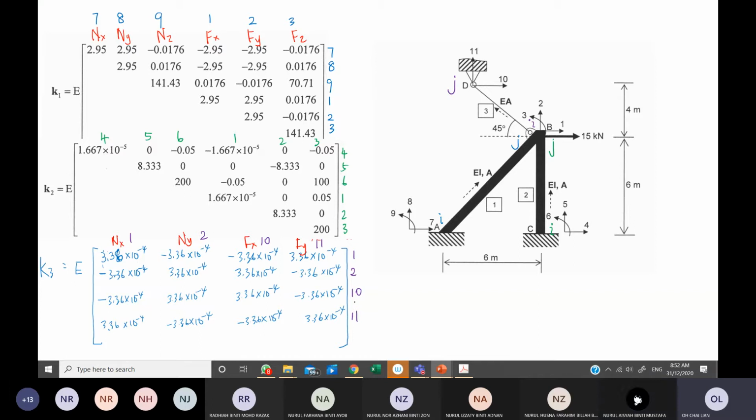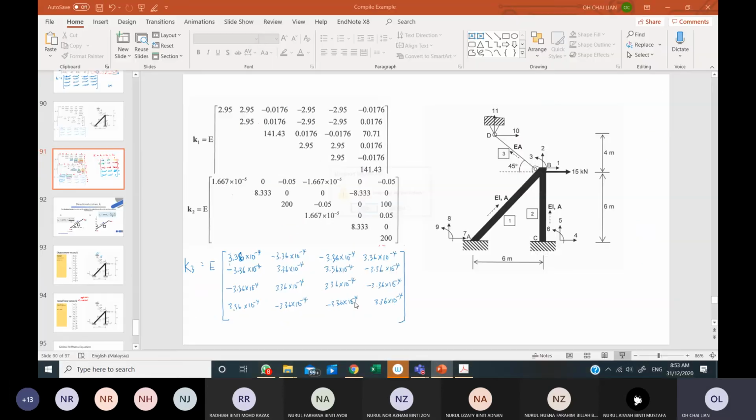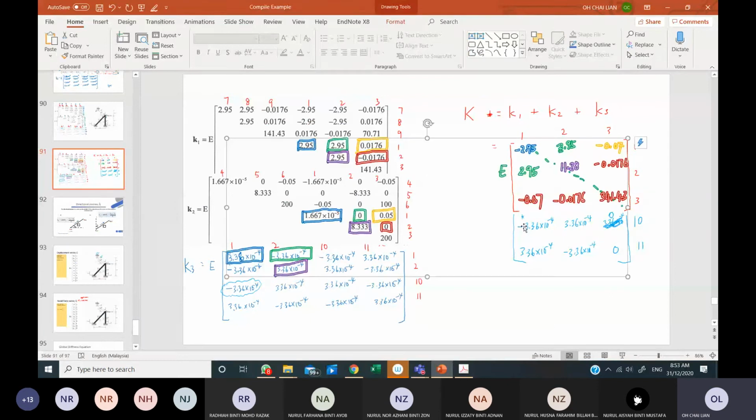Now we need to combine this into the structure stiffness matrix. But we don't intend to find the full complete 11 times 11 matrix. We just want to find a 3 times 3 matrix. Maybe we can do it together. I will call another to help us here. Let me redo this.